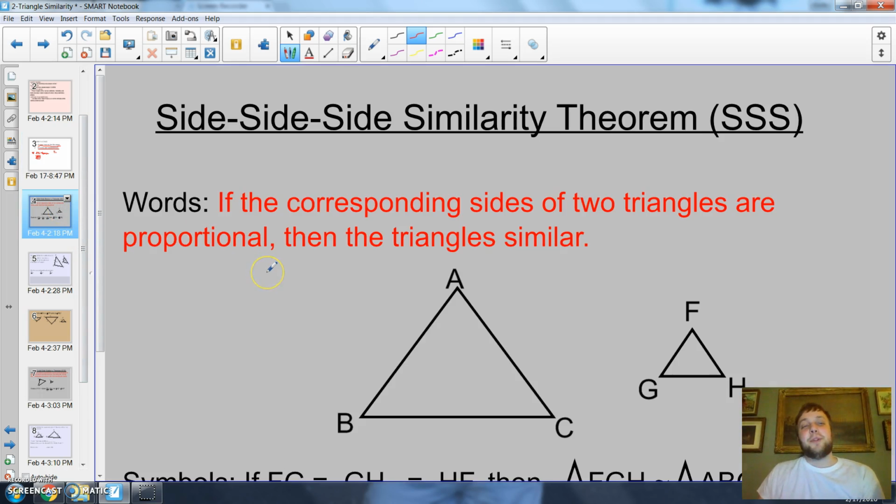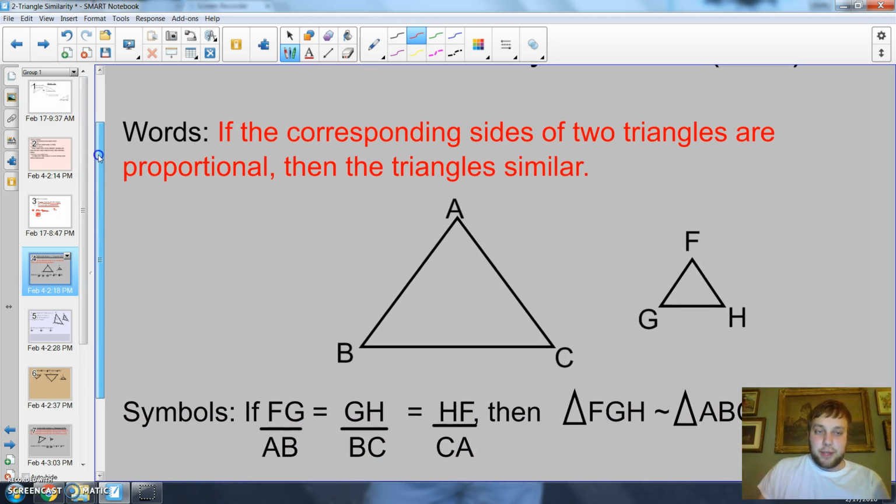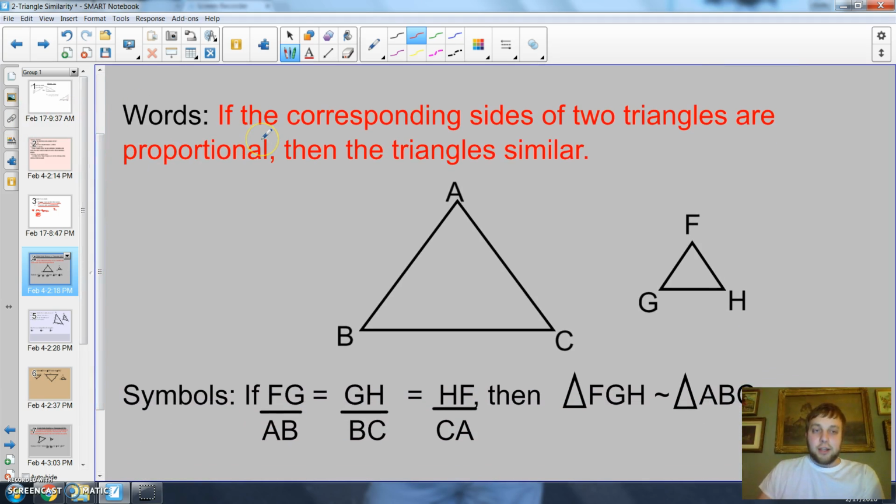Okay, so here we go. If the corresponding sides of 2 triangles are proportionate. Alright, now remember, we're only talking triangles here. Okay, so the triangles have to match up. This doesn't work for any other thing. It's only triangles. If the corresponding sides of 2 triangles are proportionate, then the triangles are similar.